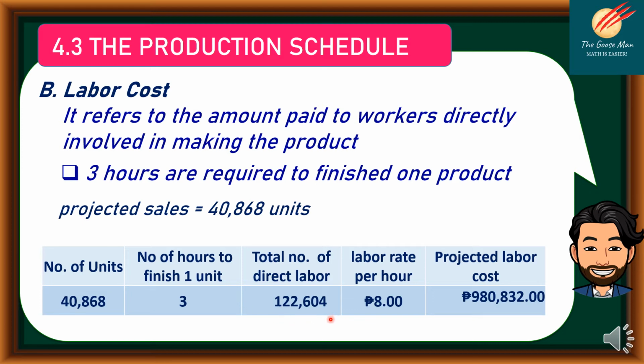So the total number of direct labor is equal to 122,604 hours. However, say for instance the labor rate per hour is 8 pesos. That is why we will multiply the total number of hours times the labor rate per hour. So 122,604 times 8 is equal to 980,832. So this is your projected labor cost.